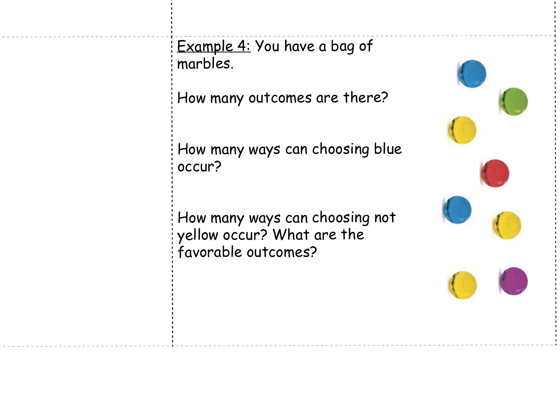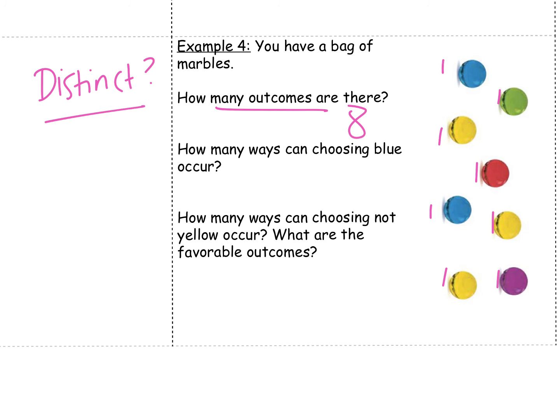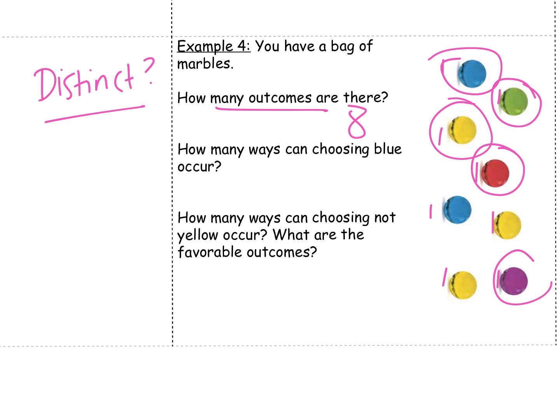And then lastly, we have this bag of marbles. First of all, we need to know how many outcomes are there. How many marbles are in the bag? 1, 2, 3, 4, 5, 6, 7, 8. There's 8 possible outcomes, but how many are distinct outcomes? So how many different colors? I have blue, green, yellow, red, purple.